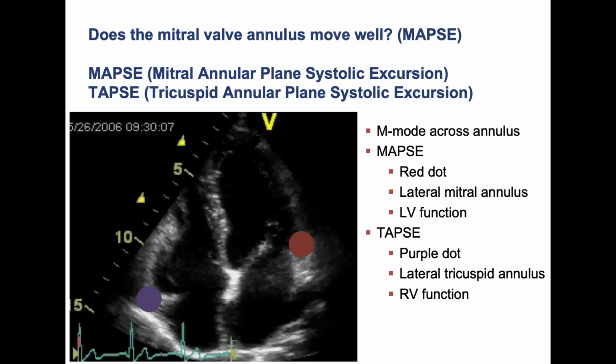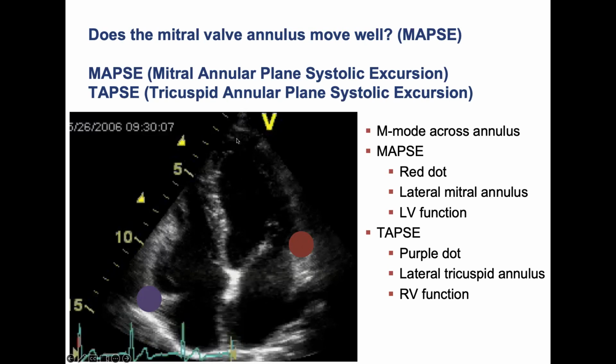So our next question is going to be, does the mitral valve annulus move well, or MAPSE? So MAPSE stands for mitral annular plane systolic excursion, and TAPSE is going to be tricuspid annular plane systolic excursion. So TAPSE is going to be looking at the purple dot, whereas MAPSE is looking at the red dot. And you're going to put M mode essentially over those dots, depending on if you're looking at MAPSE or TAPSE.